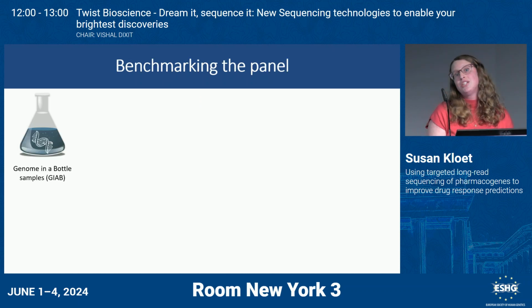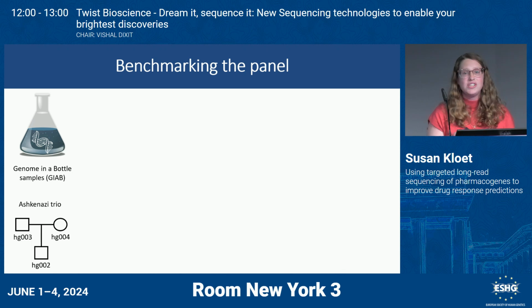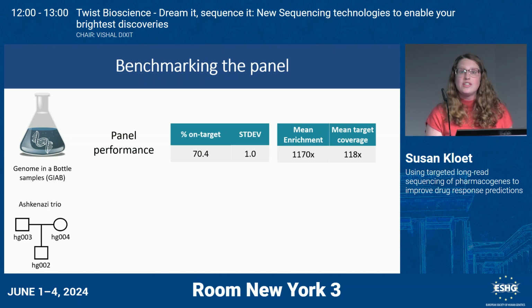So we began by benchmarking the performance of our panel, and for this we chose to work with samples from the Genome in a Bottle Consortium, because there's been a lot of efforts out there in the community to make really great truth sets for these individuals. In particular, we worked with the Ashkenazi trio, so HG002 I mentioned earlier, as well as the parents HG003 and HG004.